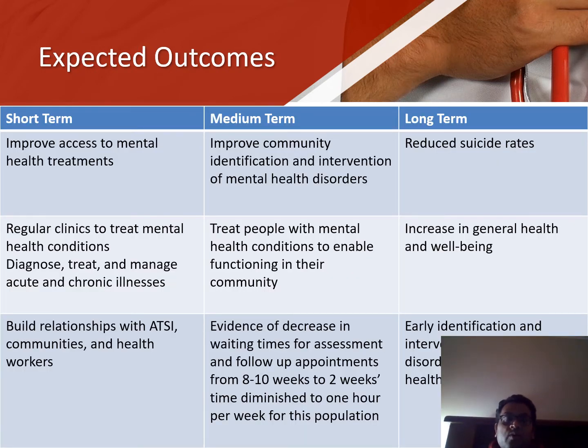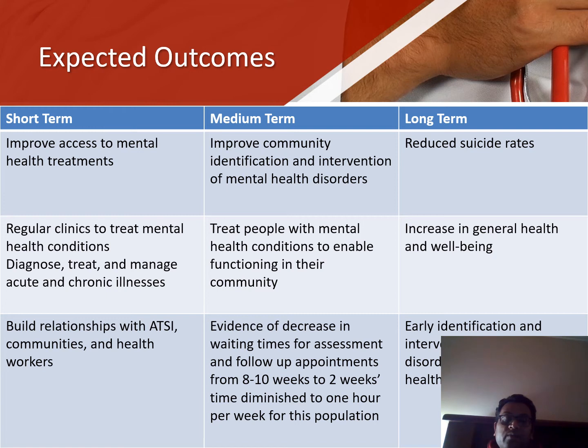So we have discussed the aim, the gap, and the nurse practitioner delivery of the service, and now the expected outcomes. The short-term expected outcome is improved access to mental health treatment, regular clinics to treat mental health conditions, diagnose, treat and manage acute and chronic illnesses, and build relationships with the Aboriginal and Torres Strait Islander communities and health workers. The medium-term expected outcome is improved community identification and intervention of mental health disorders, and treating people with mental health conditions to enable function in their community.